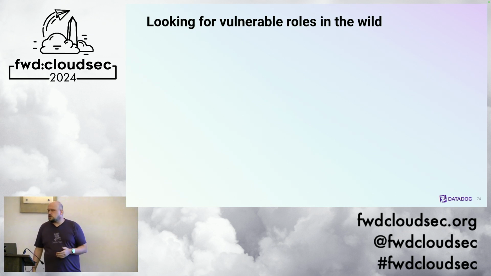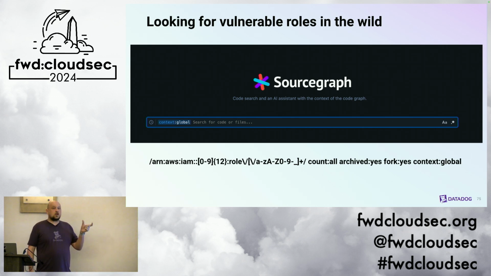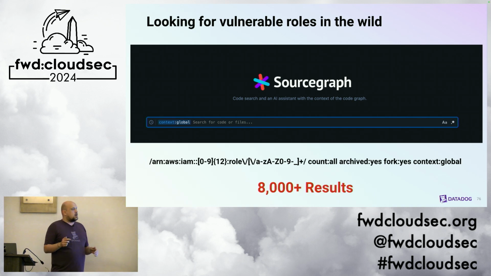To do this, we used a tool called SourceGraph. Not sponsored in any way, but one of their free offerings is essentially like a Google search, but for public GitHub repos. What we did was we wrote a regular expression for IAM role ARNs, threw that into SourceGraph, got a bunch of results, and then deduplicated them and removed clearly placeholder ARNs, like ARNs with account IDs that were all one digit or incrementing digits, things like that. That left us with a little over 8,000 results.